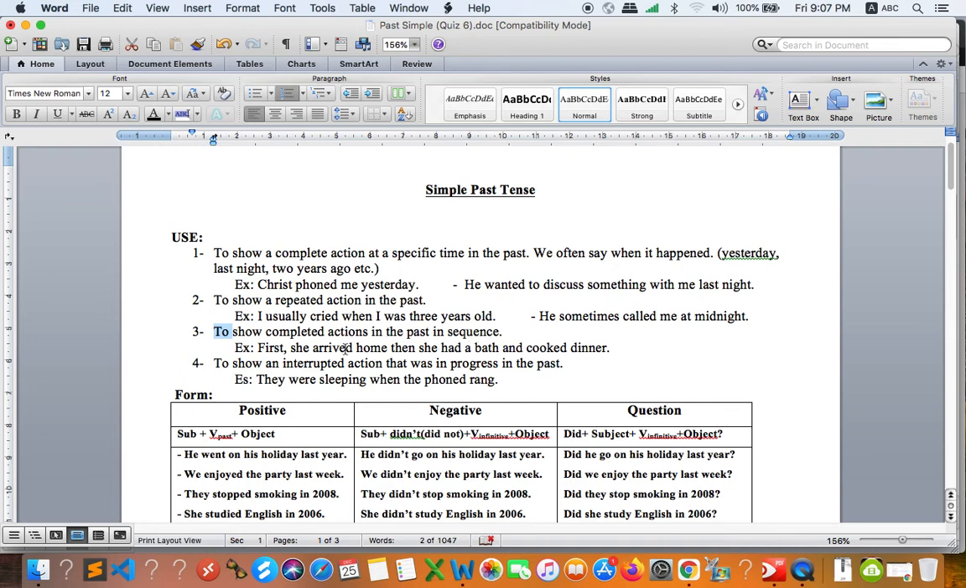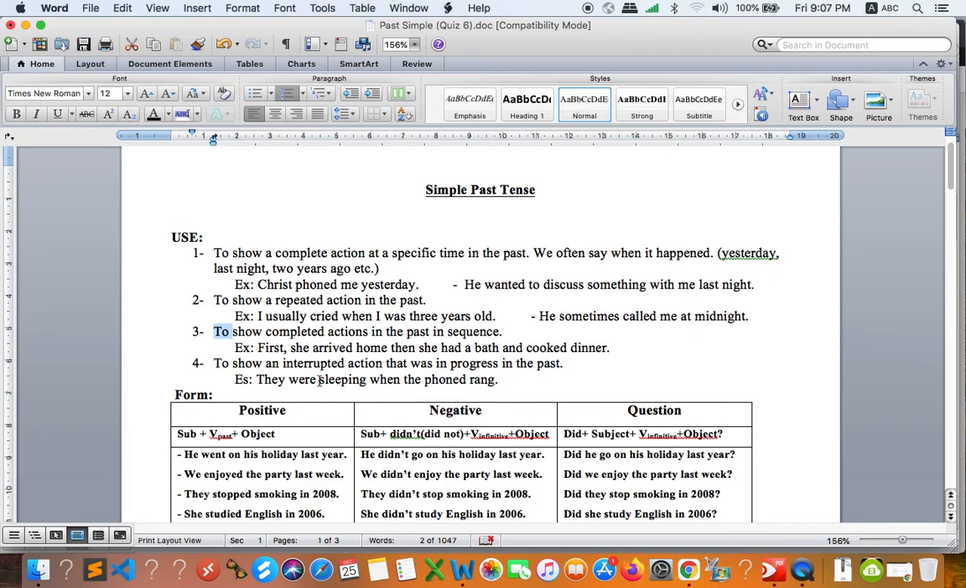Number 3, to show completed actions in the past in sequence. It happened from one to another. As you can see, first I rode home, and then had a bath and cooked dinner. You see that happened in a series or sequence. Sequence means series: 1, 2, 3. And number 4, to show an interrupted action that was in progress in the past. It interrupts past continuous, but you don't need to care much. What is interrupt? Let me give you an example here. They were sleeping when the phone rang.